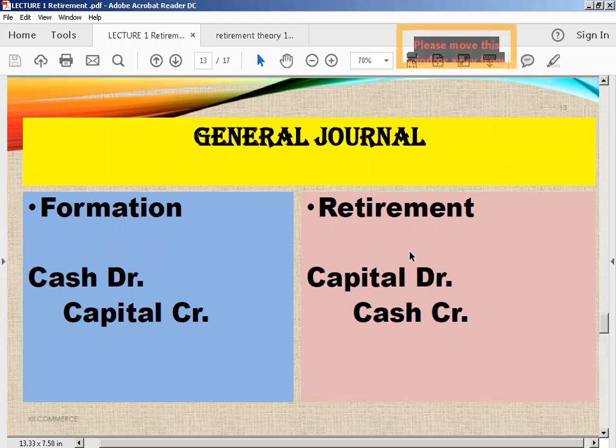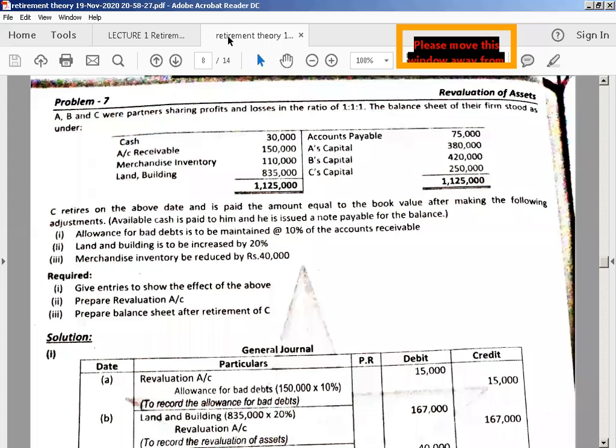Now come towards your book practice questions of partnership revaluation. In partnership retirement, we have the method for the retirement, that is the revaluation. As you can understand from the word, something is already valued, you have already estimated it and put a value on it, and after getting the value, you revalue it again because the person is leaving or retiring from the firm.